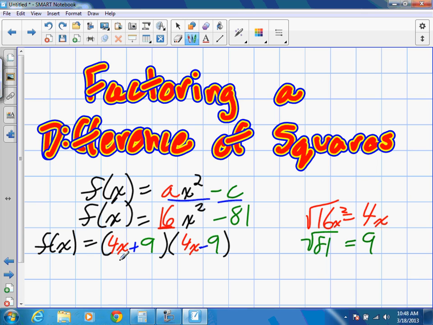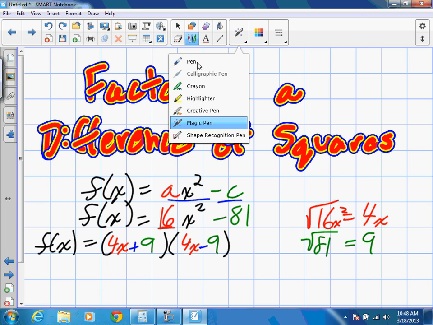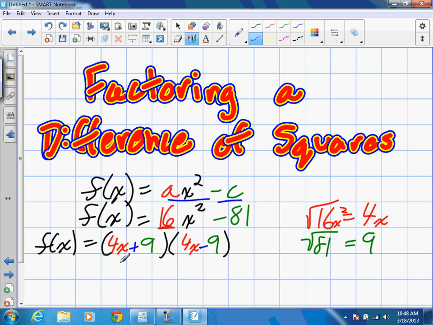Well, we can FOIL to figure that back out. Okay, so I'm going to quickly FOIL. 4x times 4x gives us our 16x squared. 4x times negative 9, negative 36. 9 times positive 4x is positive 36. And negative 9 times positive 9 is negative 81.